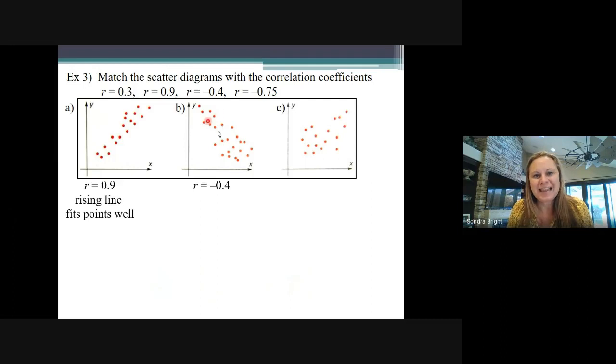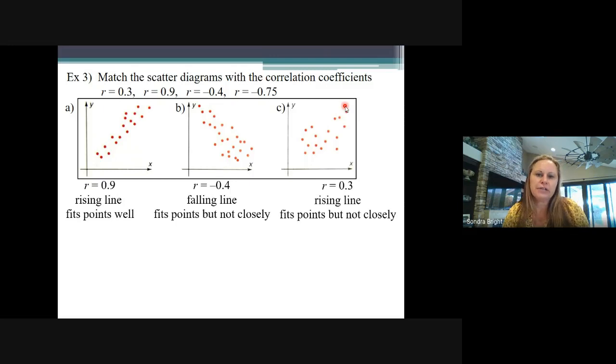For the second one, it's negative, so I'm definitely not using these guys, right? And so it's between negative 0.4 or negative 0.75. They're kind of scattered, so I would go with 0.4, yeah? And it's a falling line, so that's where it's negative. It fits the points, but not super close. And then the last one is a positive, barely, right? They're pretty scattered, but it's definitely not decreasing. It's definitely still increasing, but they're not very close, and so that's where I would go with the 0.3.